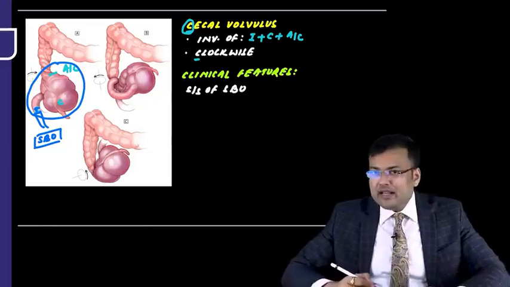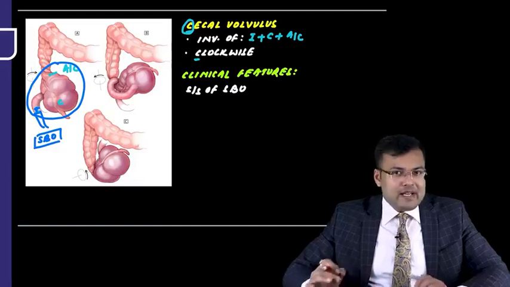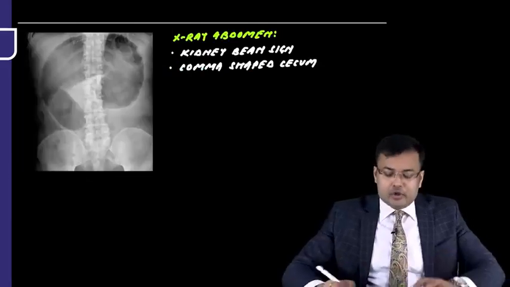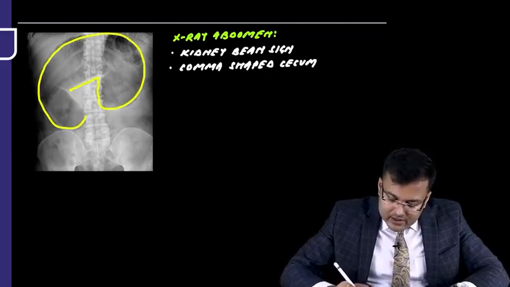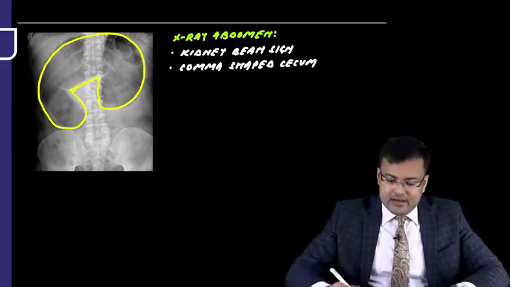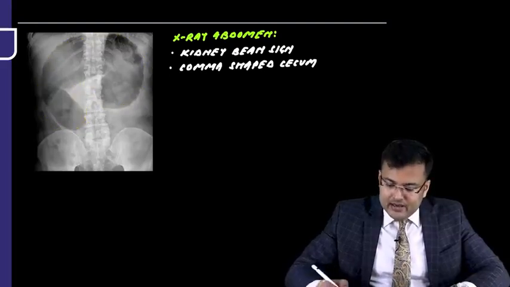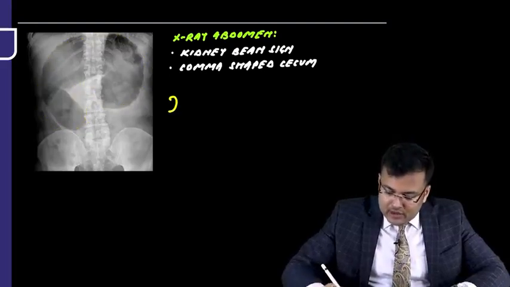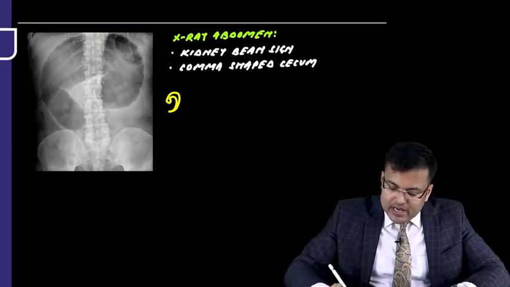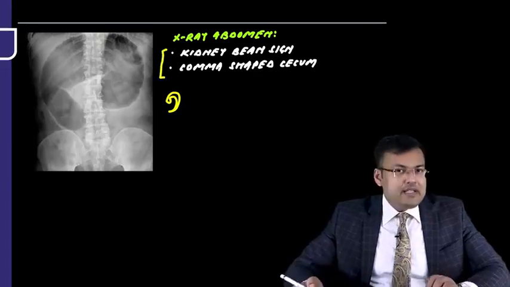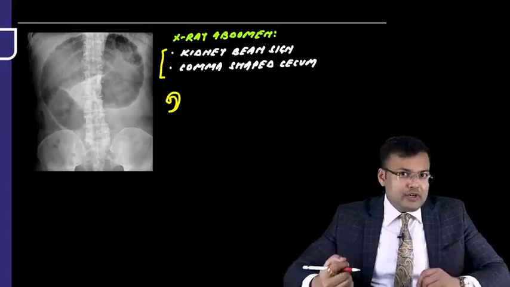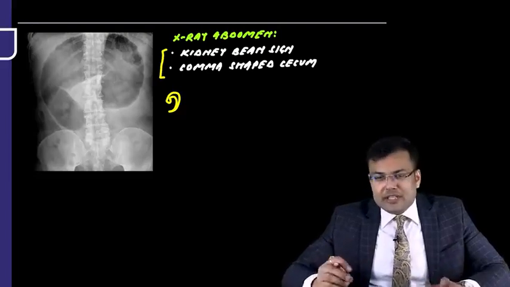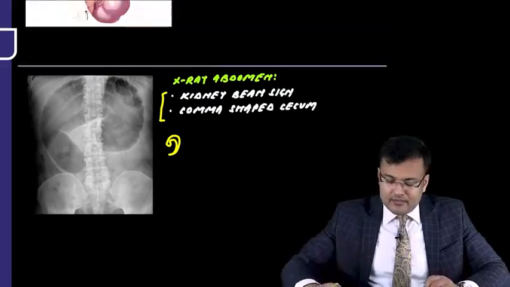Here also we make the diagnosis on X-ray abdomen. See the characteristic sign. On X-ray you can see this is kidney bean sign. It is looking like a kidney. So this is known as what? Kidney bean sign, also known as comma shaped cecum. So on X-ray abdomen, there is kidney bean sign and comma shaped cecum. Here you cannot perform colonoscopic detorsion because there is involvement of cecum and some part of ileum.